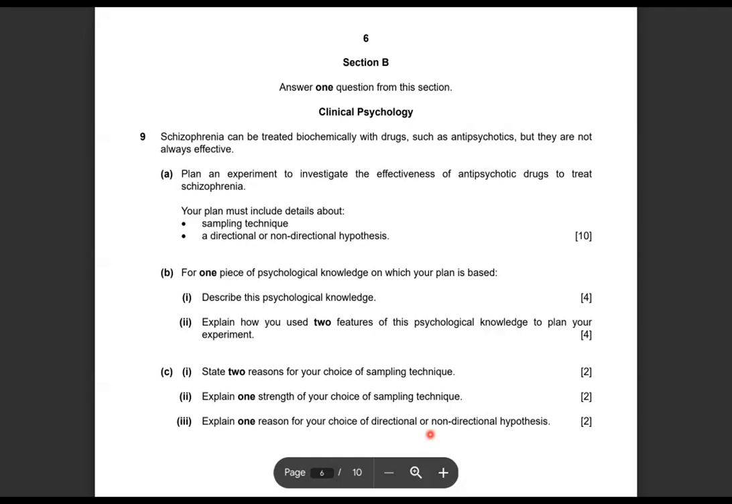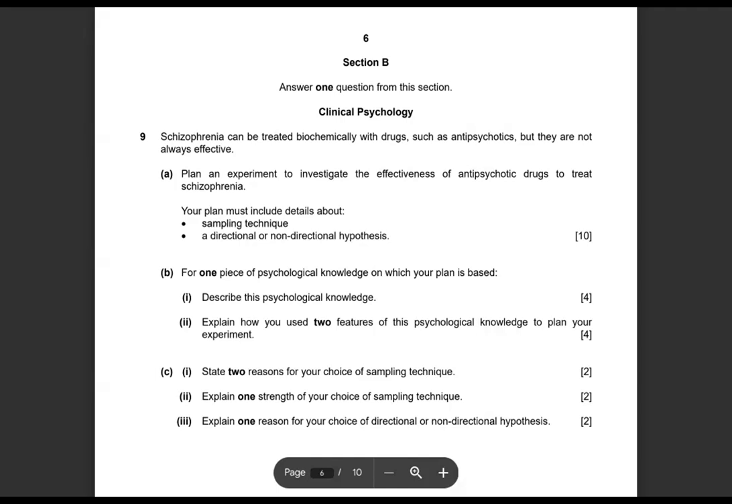So for C part 3, you would give your reason for choosing, let's say you went for a directional hypothesis. You would say the reason I went for directional hypothesis is because we wanted to give the results a particular direction, as we believe that the antipsychotic drugs will have a greater impact on reducing symptoms than the control group. If you went for a non-directional hypothesis, the justification could be that because we were not giving any specific direction to the result of our study, as we're unsure of whether one would have more of an impact on the other. Right, so you're just explaining your reason for this.